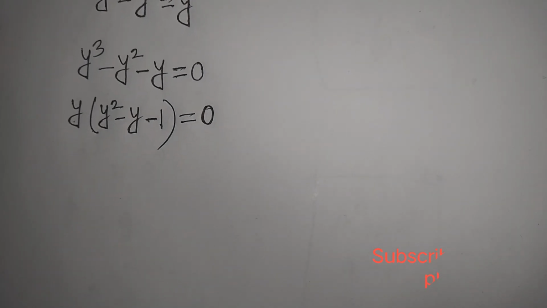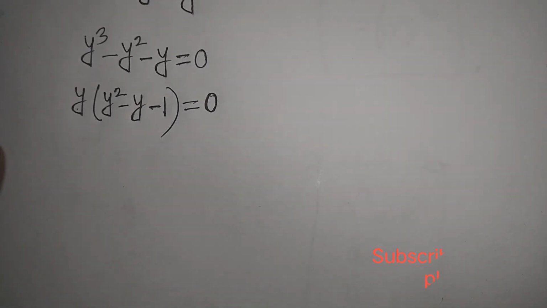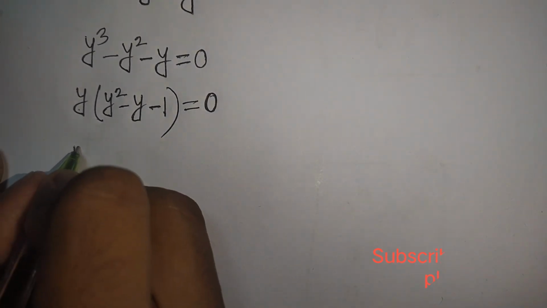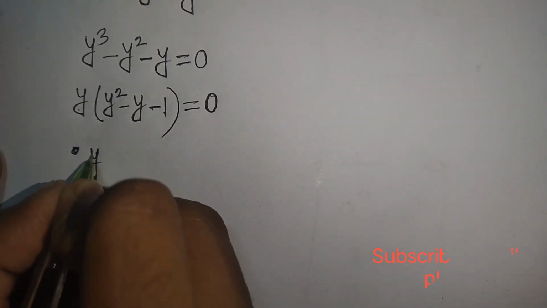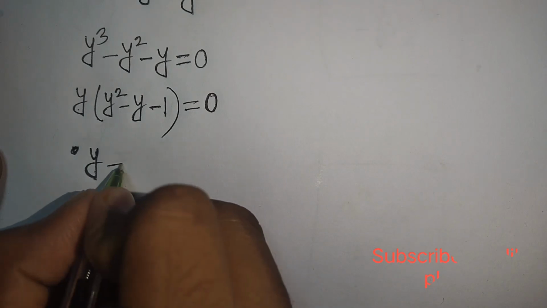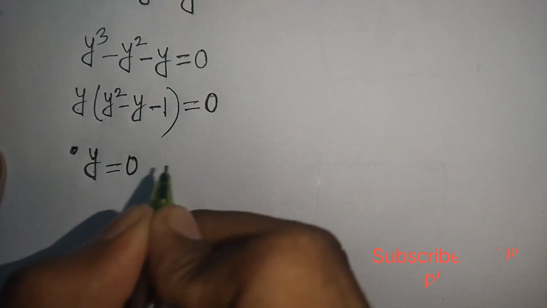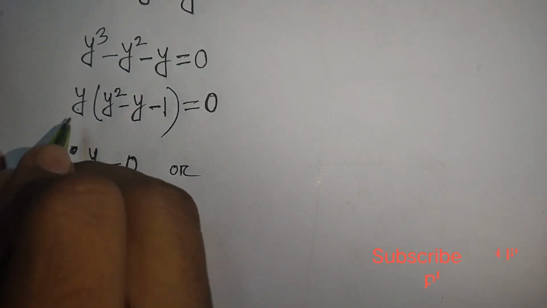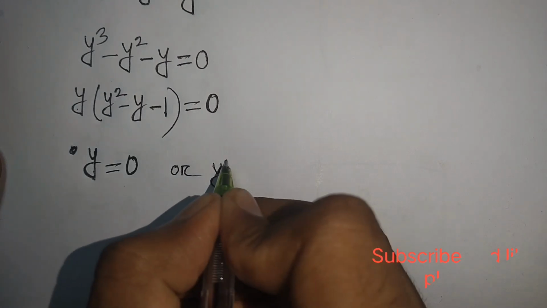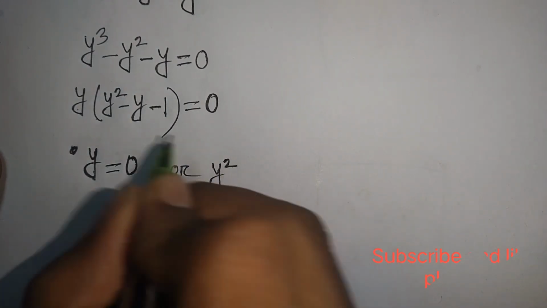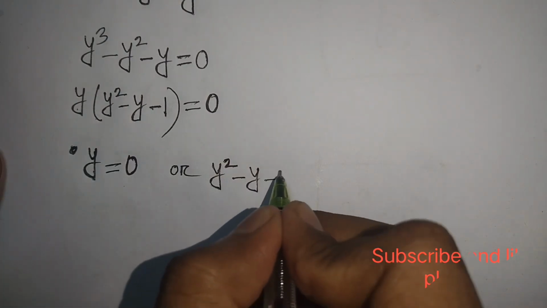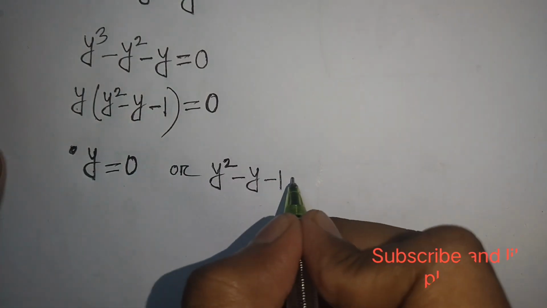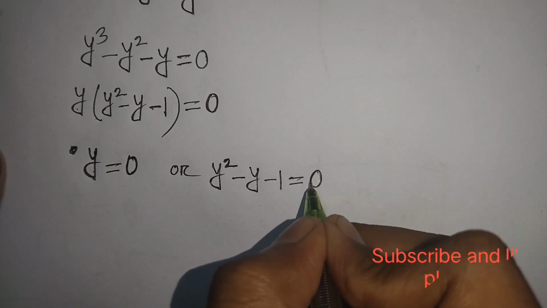Now I can write here y is equal to 0 or y square minus y minus 1 is equal to 0.